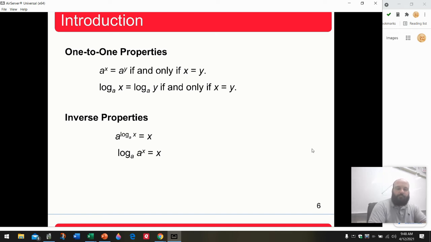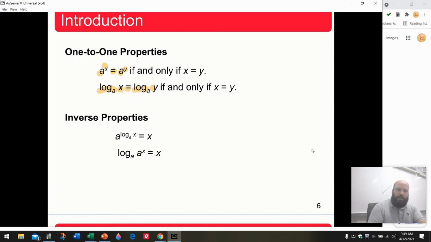And so looking at the one-to-one property, what you need to understand is that if the bases of two exponents are the same, and we are stating that they're equal, then that means their powers also have to be equal. And that goes right along with the log equations as well. If you have log base A and another log base A, and we state that they're equal, then we know that the two things that are being logged are also equal.